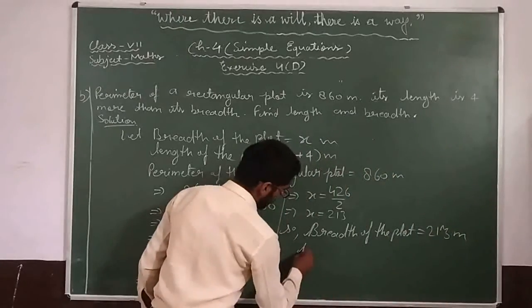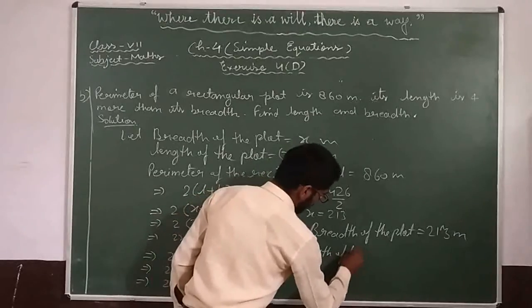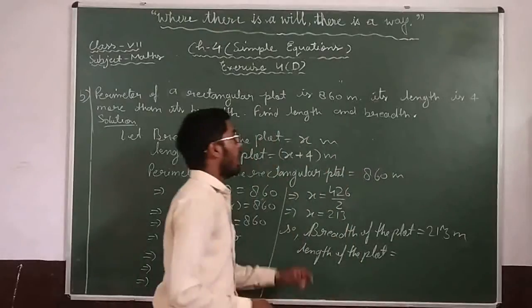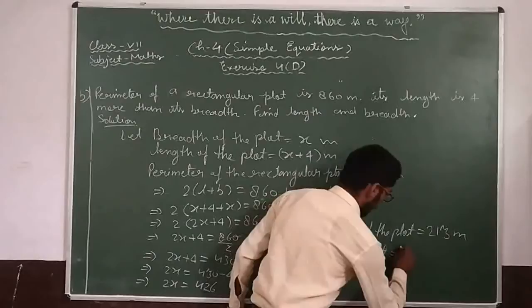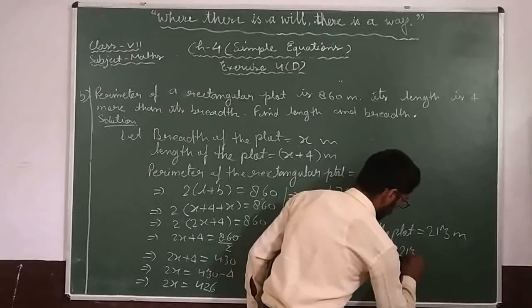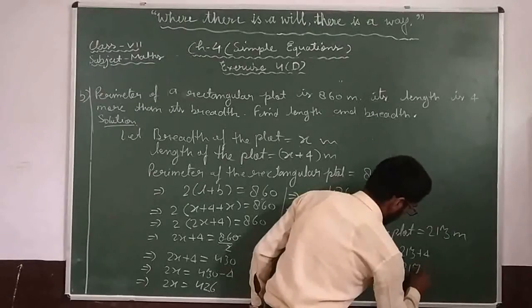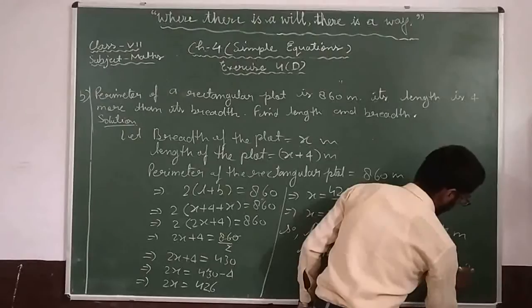and our length of the plot is equal to, length was 4 more than breadth, means 230 plus 4, it means 217 meter. That is your answer.